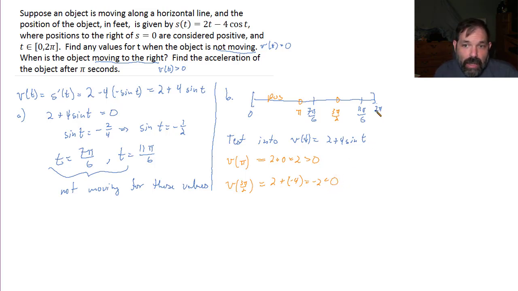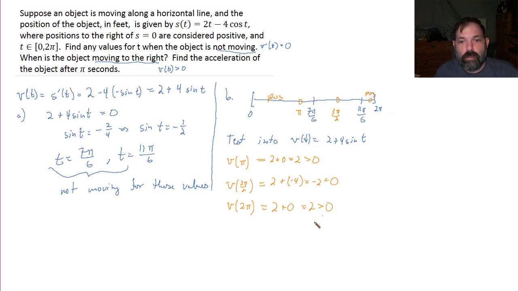And we can actually test at 2 pi, but even if we were to test between 11 pi over 6 and 2 pi, any of those values would end up being positive. But let's just go ahead and test 2 pi. The velocity at 2 pi would be, again, 2 plus 0, which is 2, which is positive.